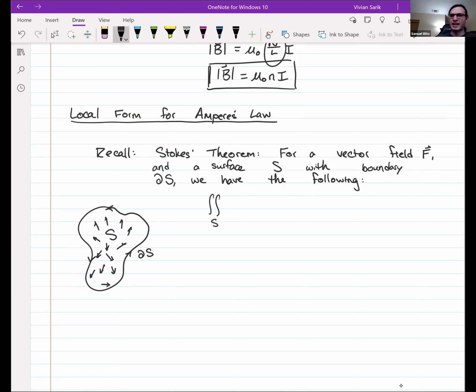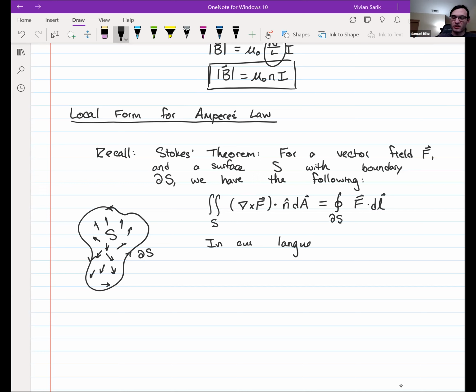So that would be like dx dy in this case. And it's the curl of F dot, and here's the math notation. We're going to use the notation that you may have seen in math, dot n dA, where dA is like dx dy or r dr d theta or whatever. This is equal to an integral over the closed boundary of S of F dot dl, where dl runs along the boundary.